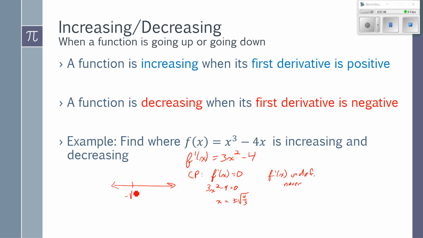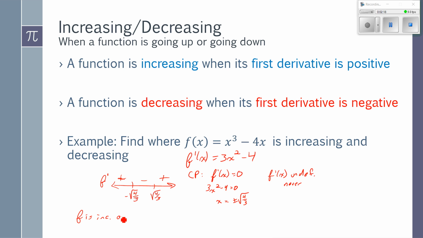So here's negative square root of 4/3. Here's positive square root of 4/3. And this is for f prime. So I pick a number less than the negative square root of 4/3, like -2. If I plug that into the first derivative, I get a positive. Zero is between, plug that into the first derivative, I get a negative. Something bigger than the square root of 4/3, like +2, and f prime is positive.